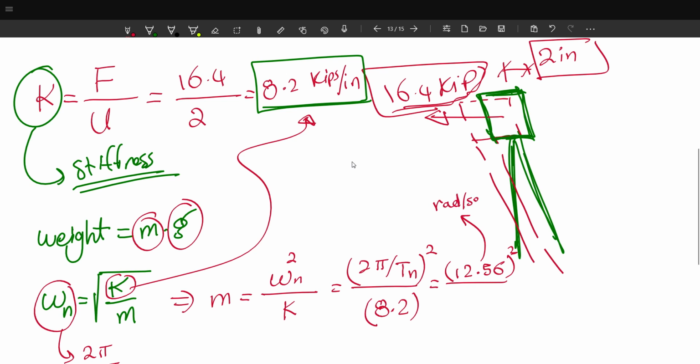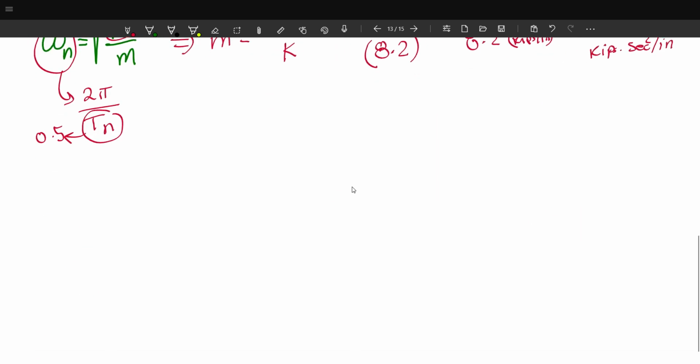It is in rad per second because this is omega, over 8.2, which is the stiffness that we have, which is in kips per inch. Take care of the units. So the final result here of the mass is going to be 0.0519, and the units is going to be kips second squared per inch. That's what we are going to have, and based on this we can obtain the weight.